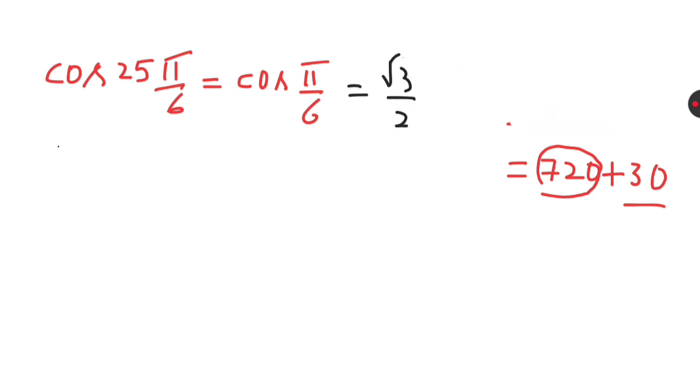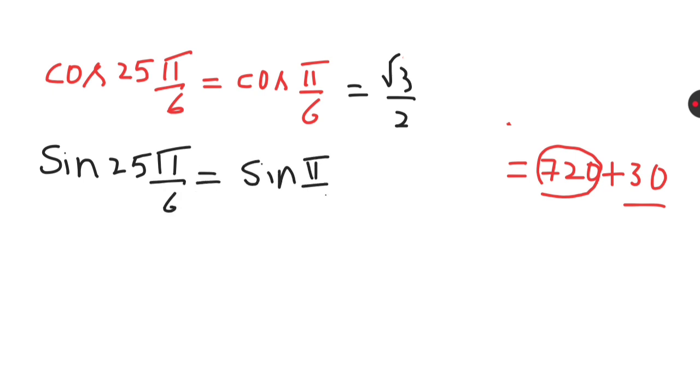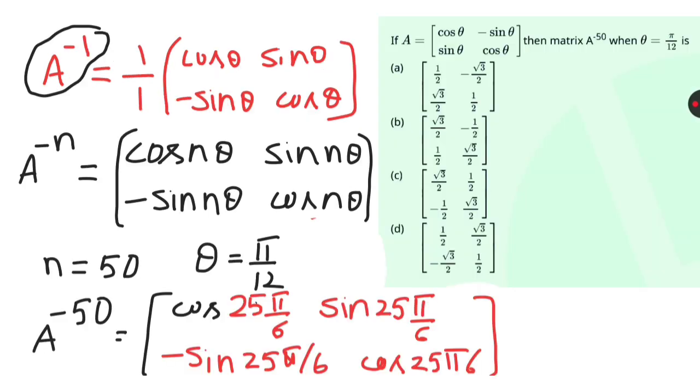Similarly, let's find out sin 25 pi over 6. Same as before, it takes 2 full circles plus 30. So it is nothing but sin pi over 6. Sin 30, the value is 1 over 2. So what is cos 25 pi over 6? The value is root 3 by 2. What is sin 25 pi over 6? The value is 1 over 2.